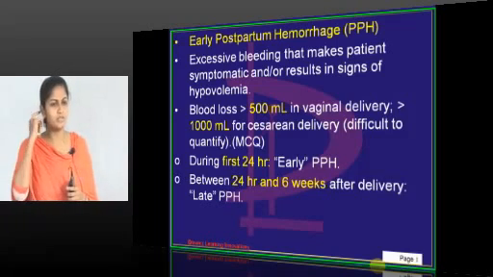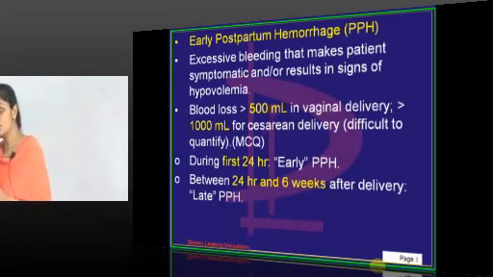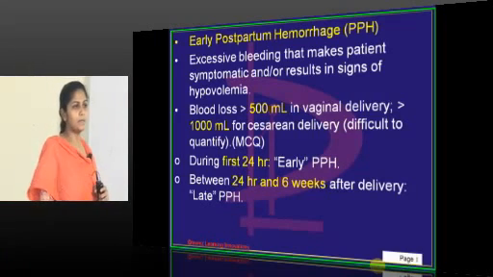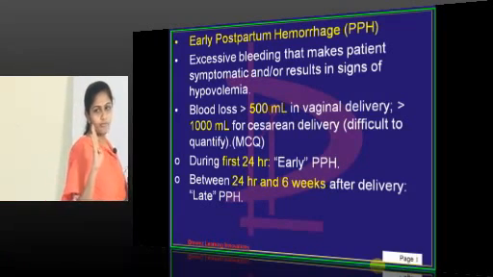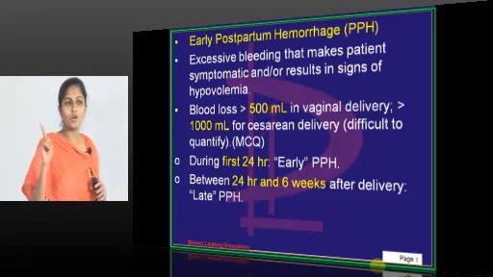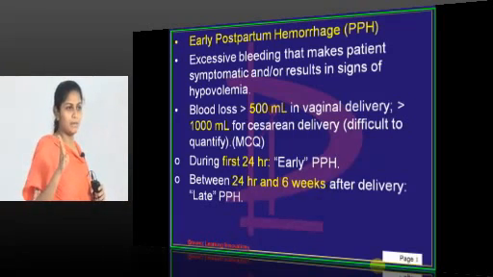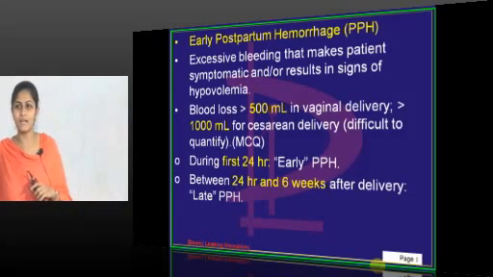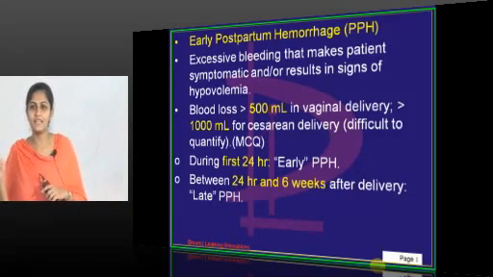What is the most common cause of early PPH? Atonicity of the uterus is the most common cause. Why do patients land in PPH? Atonicity. What are the 4 T's? The 4 causes of PPH are the 4 T's. Remember it as 4 T's. One is tone, if there is an abnormality of the tone. The second T is tissue.